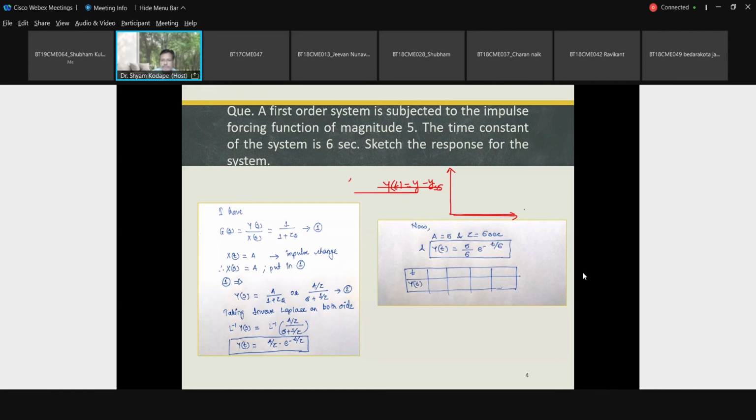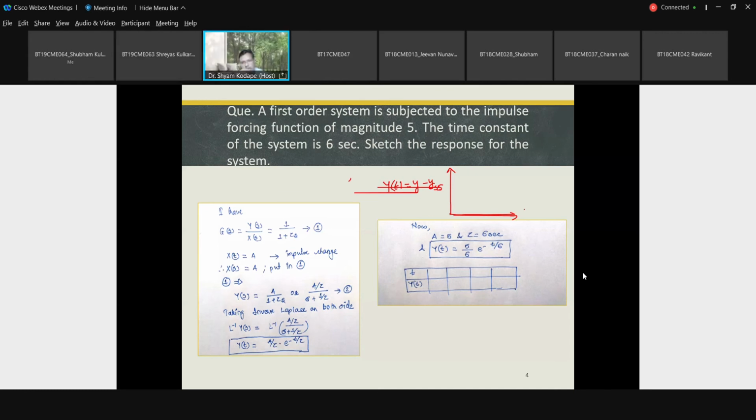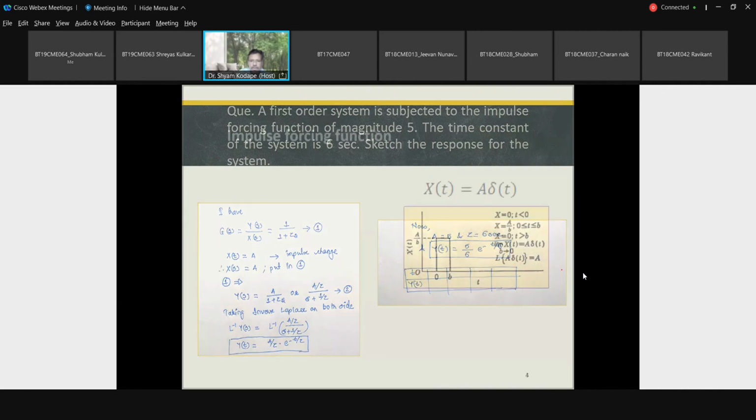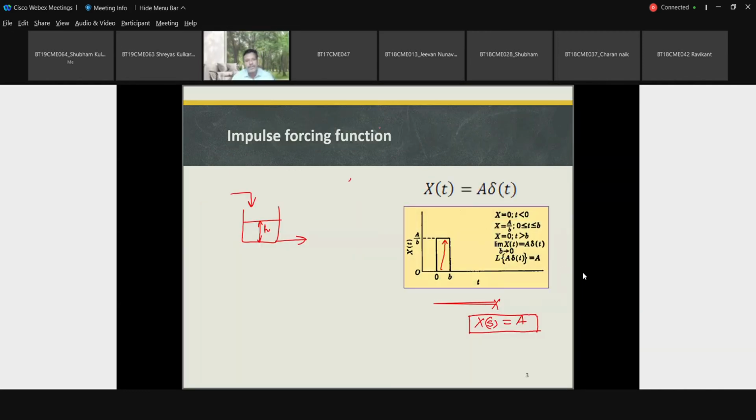Hello, sir. हाँ बोलो. Sir, here xt is equal to A, no? So Laplace of xt will be A by s, no? But here we have taken A. No, that's the property of this. See, what is the impulse? This is just like a property of Laplace. When it is an impulse, see step, this is not the step change. If you observe the nature of this, impulse change will reach up to some point and then suddenly return back to its original value. This is the nature of impulse.